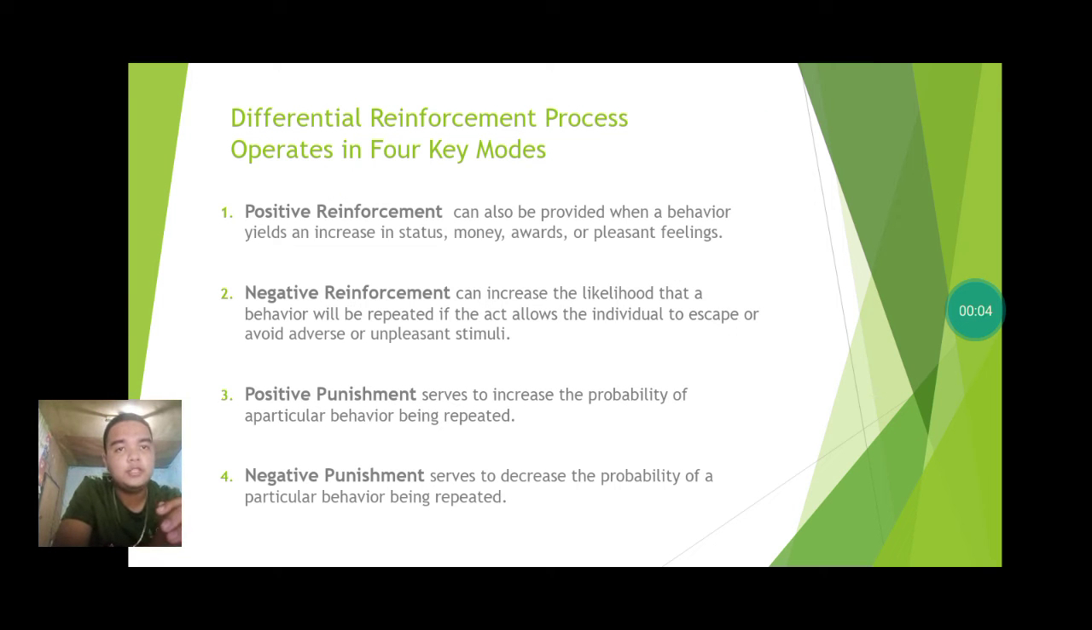Good day everyone, I am Alexis Quijano and my assigned topics are: differential reinforcement processes operate in four modes, and three different types of control by Nye. So, differential reinforcement processes operate in four modes: positive reinforcement, negative reinforcement, positive punishment, and negative punishment.